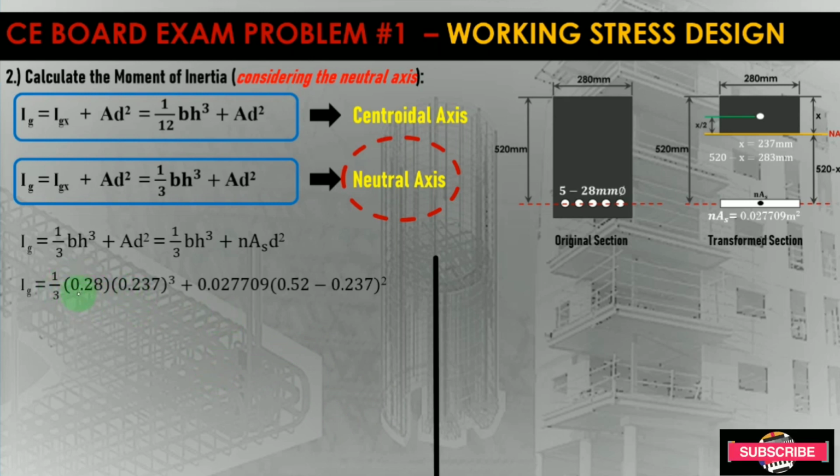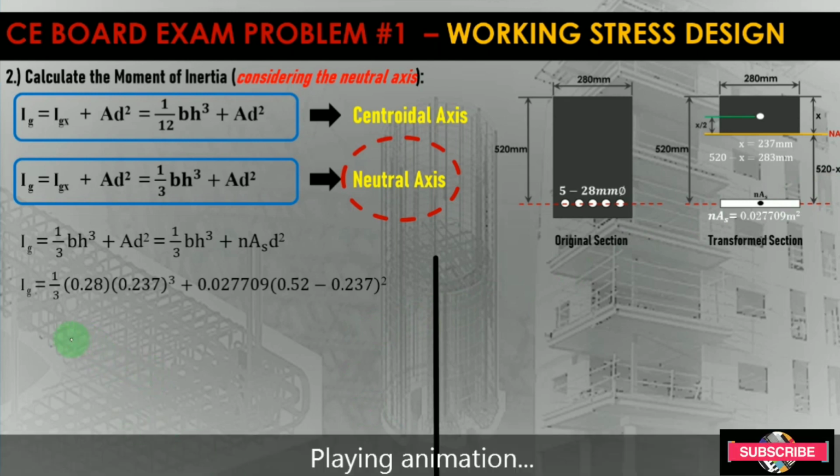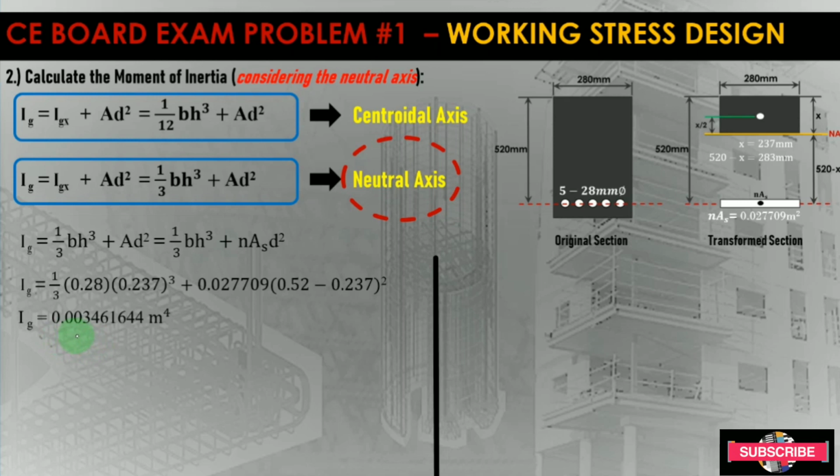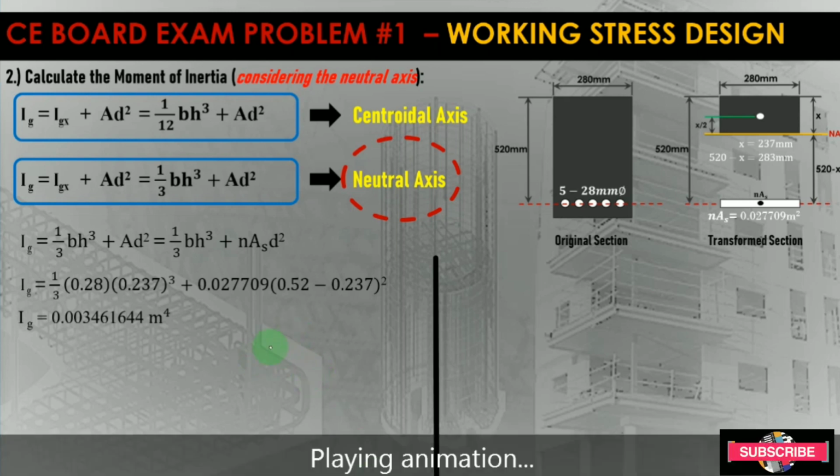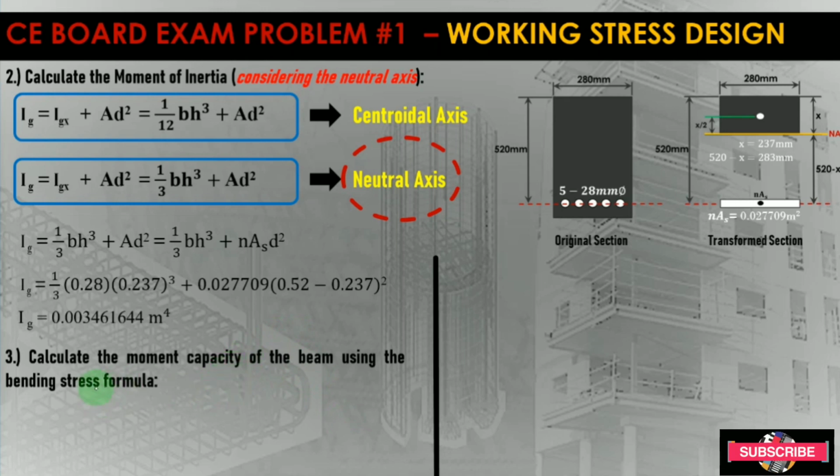So in the first term, 0.28 times h cubed, this is our x, and for the second term, n times the area of steel, which we calculated in our previous slide, times this distance, 520 minus x. So we can get the gross moment of inertia equal to 0.00346164 meters to the fourth. After that, we are going to calculate the moment capacity of the beam with respect to the concrete and steel, using this bending stress formula.